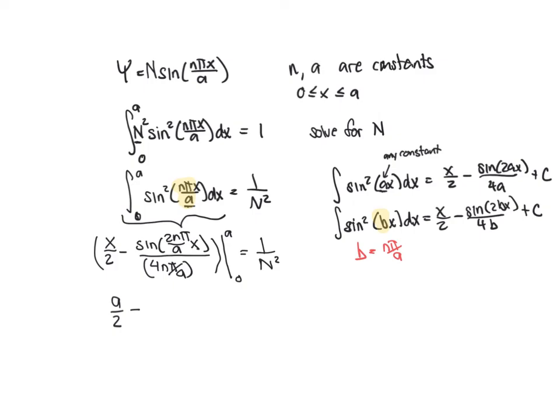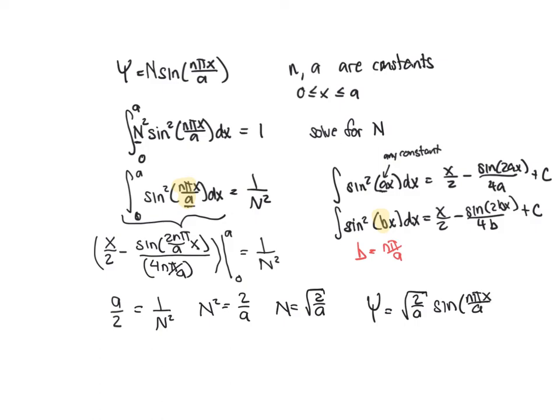And so I end up with this equal to 1 over n squared, or n squared is equal to 2 over a, or n is equal to the square root of 2 over a. And so my normalized wave function is going to be equal to the square root of 2 over a times sine of n pi x over a. And that's my normalized wave function, where the normalization constant is this.